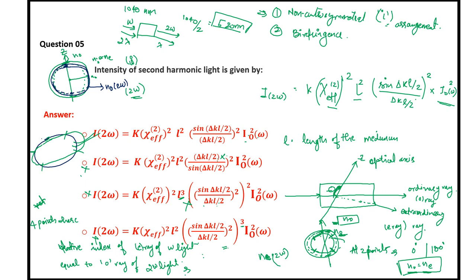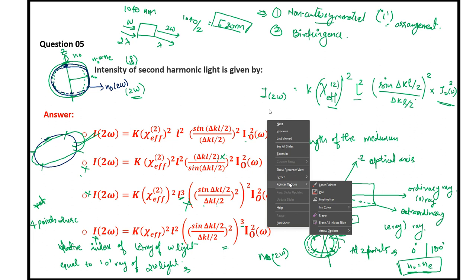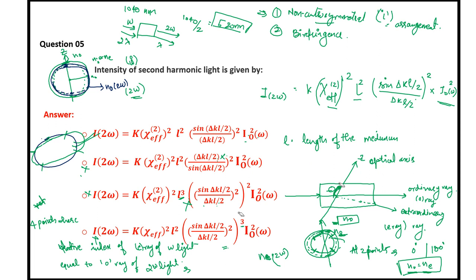Okay, this property of birefringence is also needed for the second harmonic light. So in all, the intensity of the second harmonic light is given by this relation. And the two most important factors for second harmonic generation are that the crystal system should be non-centrosymmetric and the crystal should be a birefringent type of crystal. With this, if you have any doubt about this question, we can wait, or else we'll proceed to the next question.